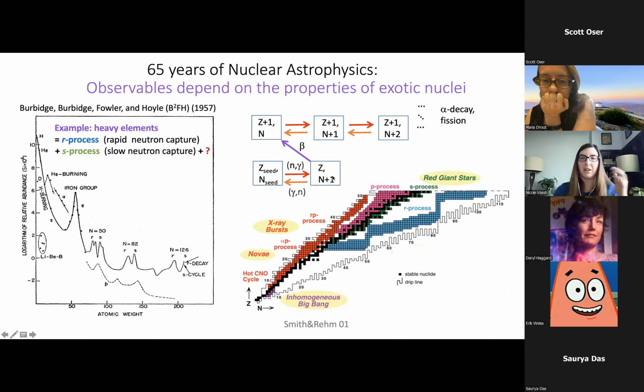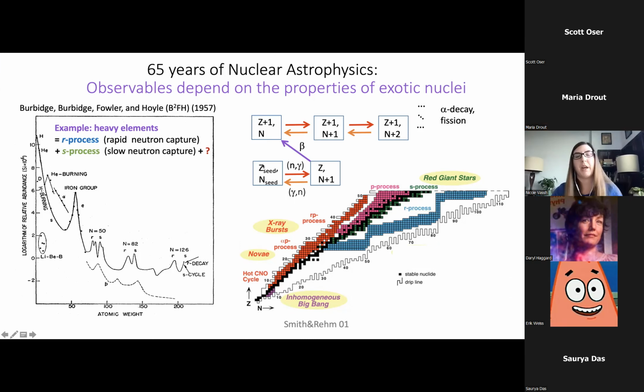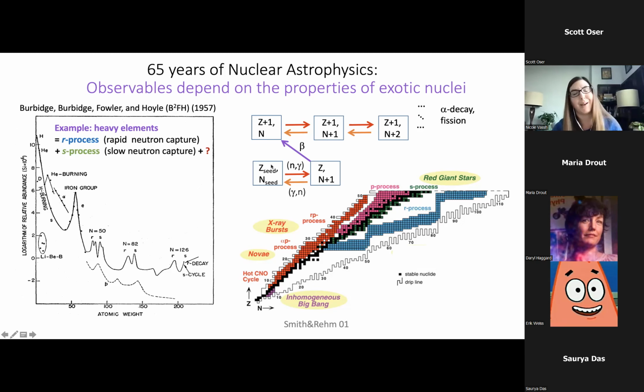However, the big point here is just that observables in general are going to depend on the properties of exotic nuclei, some of which we have the information for, some of which we don't. So this is the example with heavy elements. You're going to see lots of examples with heavy elements and binary neutron star mergers because that's my particular area of expertise. Nevertheless, you have neutron capture, photodissociation, beta decay. These types of processes are essentially determining how you produce heavier and heavier species, and when you stop producing heavier and heavier species. For example, the R process can get up to heavy nuclei and be terminated by fission.